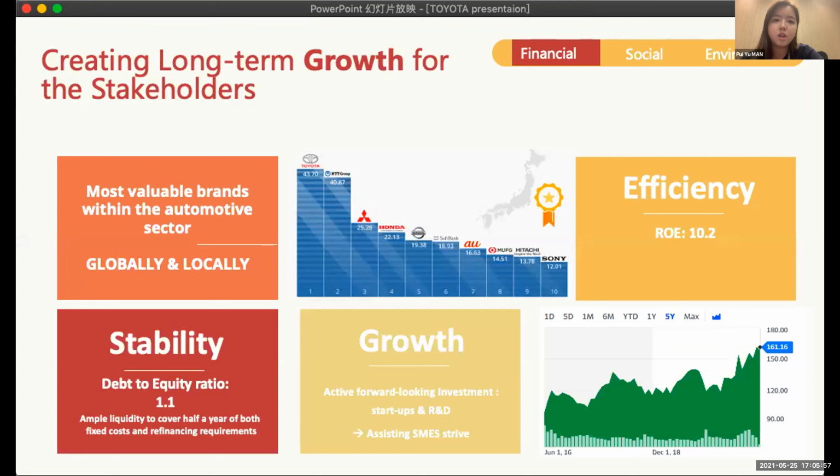Overall, Toyota's efforts are aligned to the triple bottom line. In terms of financials, they achieved long-term and sustainable growth for their shareholders. They set a policy to keep ample liquidity to support at least half a year of basic operations. They also invest lots in startups and R&D to support future growth.